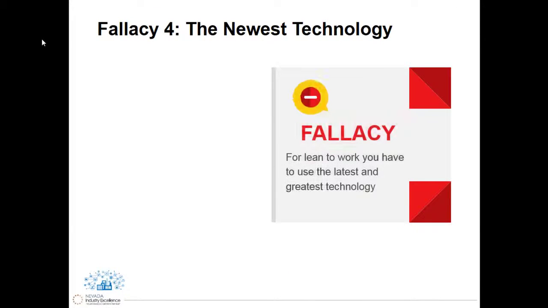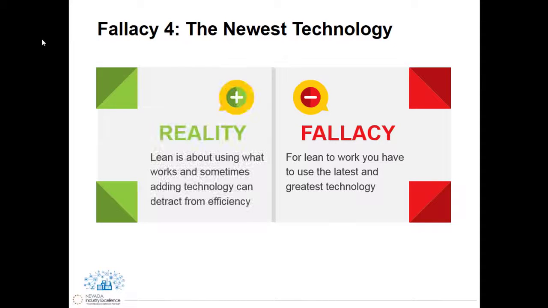Fallacy 4 is the mistaken notion that for lean to work, you must have the latest and greatest technology. In reality, lean is about using what works, and you are better off going low-tech if that yields better results. If a computer screen distracts from a true understanding of work-in-process inventory accuracy, consider putting in WIP racks at the point of use so operators can see the actual inventory situation with their own 2 eyes. It might just improve your inventory accuracy.